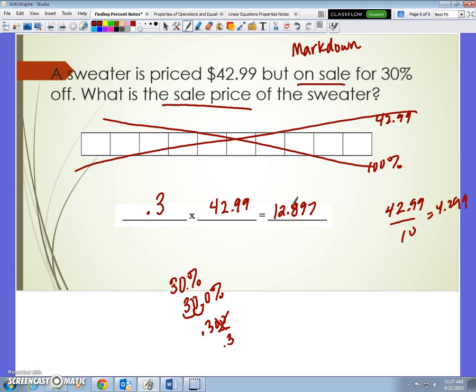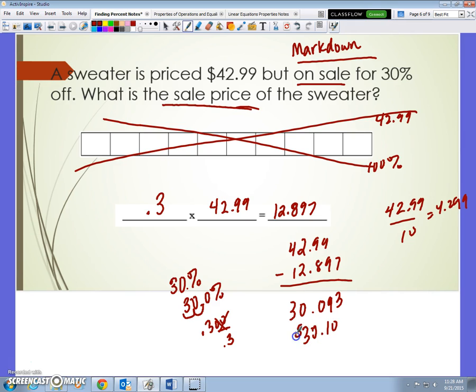That's 30% of 42.99. Now we decided that this is a markdown. So what we need to do is find the actual sale price. So we're going to take our 42.99 and we're going to take off the part we don't have to pay, 12.897. And so what we're going to do is get an answer of 30.093, or we always round our cents up, $30.10. So that's 30% off of the $42.99. $30.10.